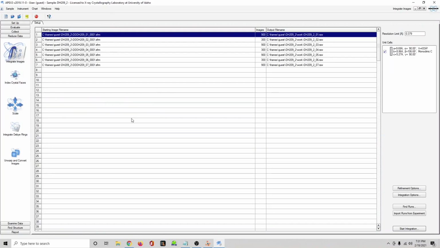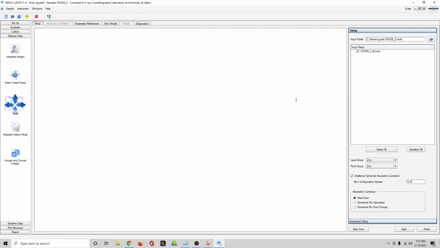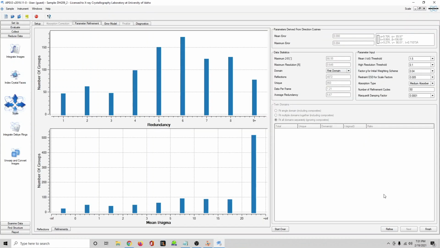But now that we've done that, we can scale the data. And yeah, that's the Laue group, so I already know what this sample is. If you don't know what the crystal structure is, you may have to go through a little bit of trial and error. But this is a basic example. I don't have to do anything special with the scaling because it's not twinned, nor is it a modulated structure. And I will call it a medium absorber and just refine this.